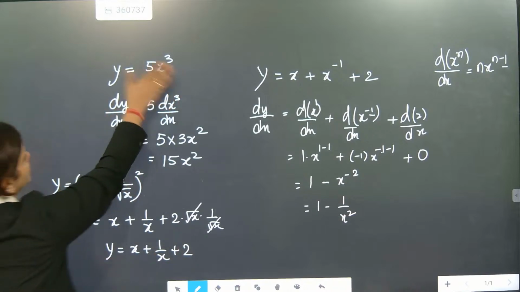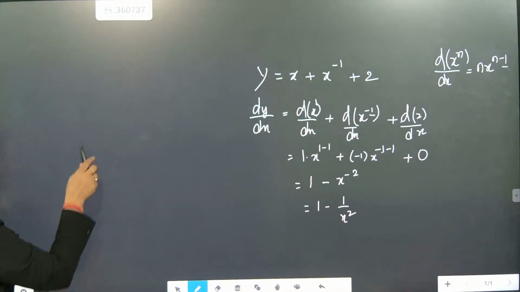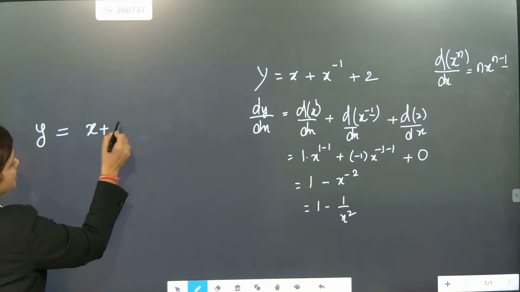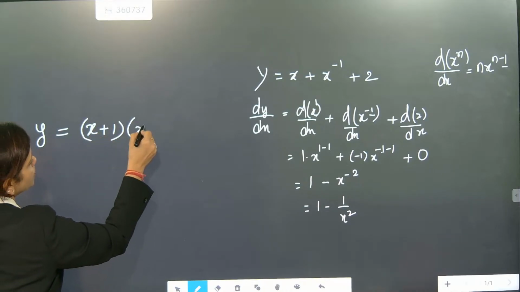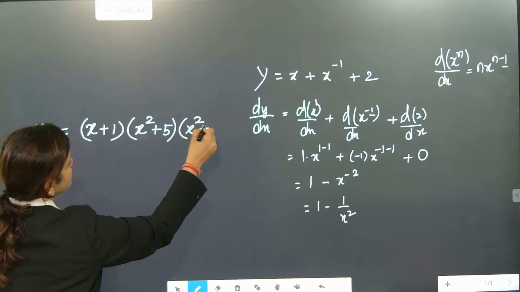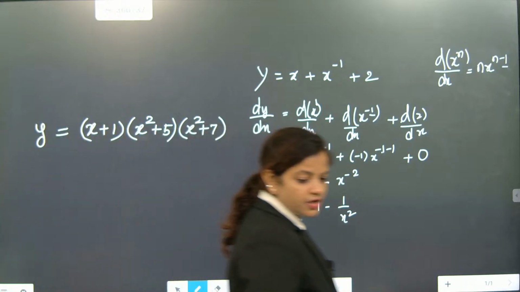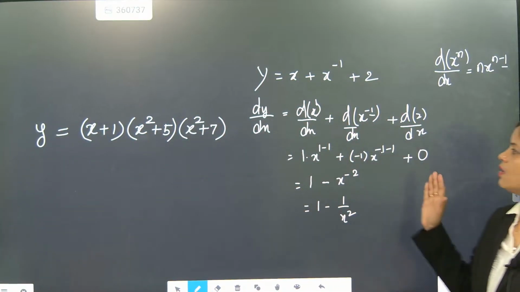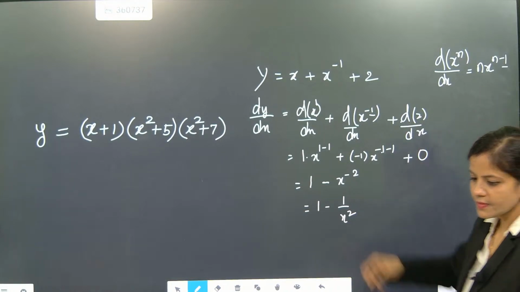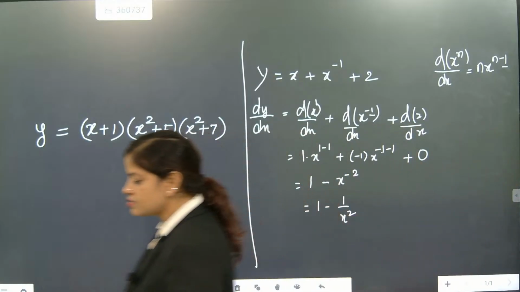So can I ask you one typical question? Now look here. This type of function is given to you. Y is equal to x plus 1 into x square plus 5 into x square plus 7. So how are you going to differentiate it? Now think, if three factors are given to you, what are you going to do? How are you going to solve this question? I'm not removing anything, I'm just writing in that only. So now try and solve this question.